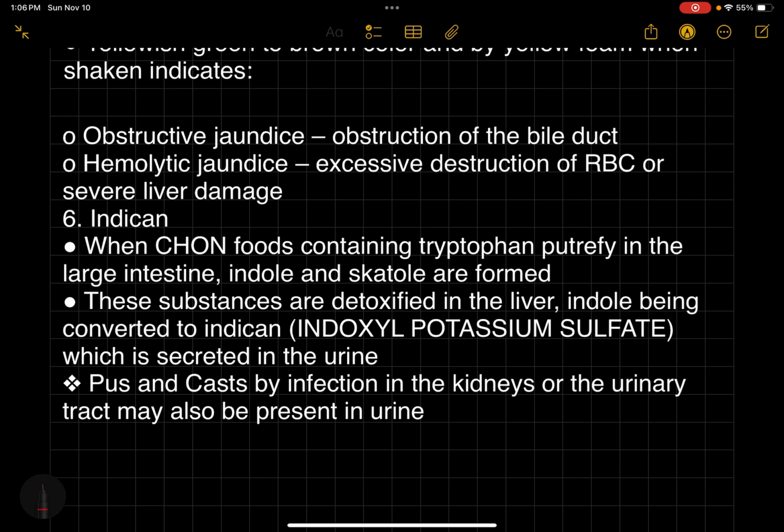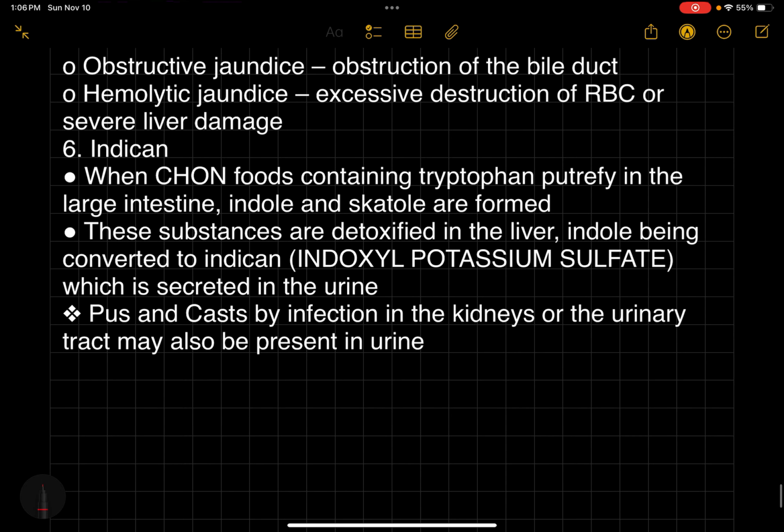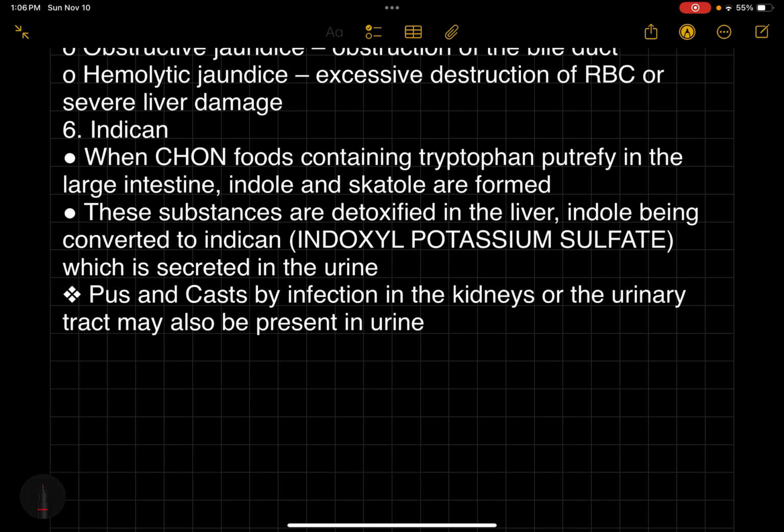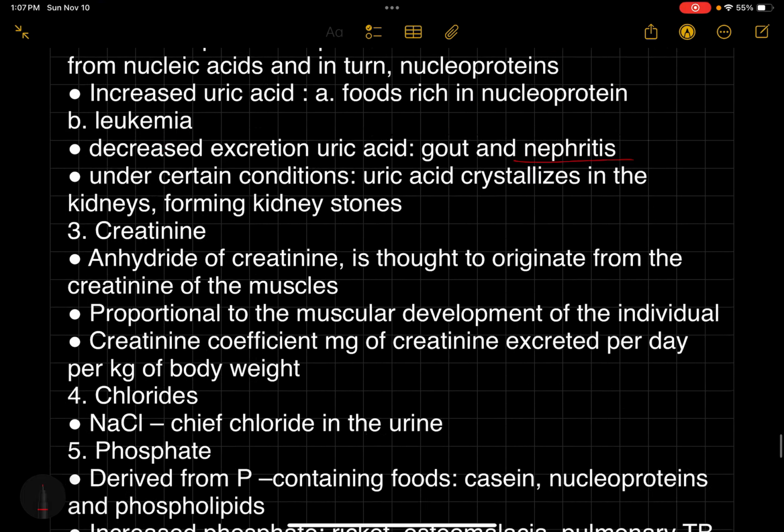We have indican. When CHON food containing tryptophan putrefies in the large intestine, indole and skatole are formed. These substances are detoxified in the liver, indole being converted to indican, or indoxyl potassium sulfate, which is secreted in the urine. Pus and casts, from infection in the kidney or the urinary tract, may also be present in the urine.